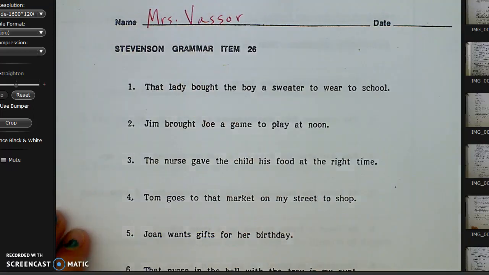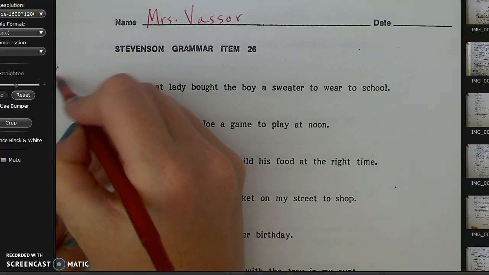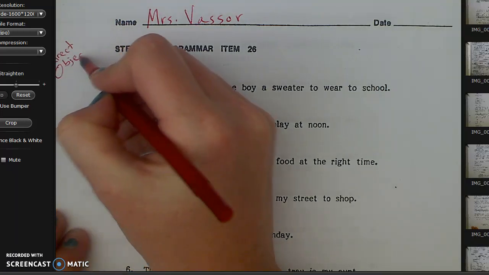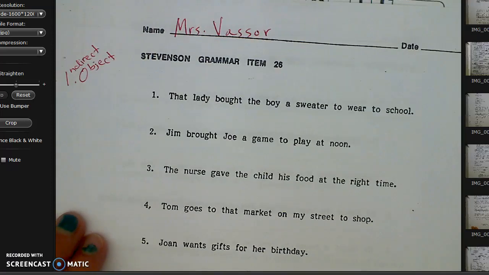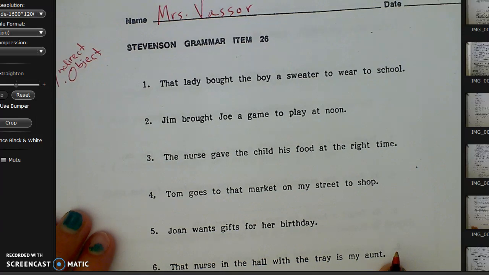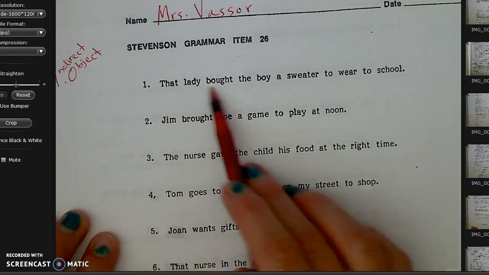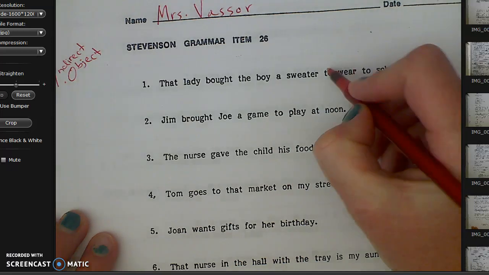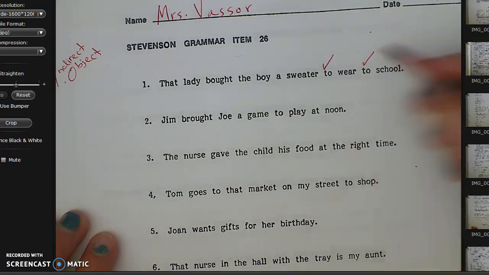And this week we're going to be doing indirect object again. So I want everyone to go ahead and write indirect object on the side. Okay? So Mrs. Alexander taught us the strategy on how to find the indirect object. The indirect object tells us to who or for who something is given. So here we go. That lady bought the boy a sweater to wear to school. I see 2 twos, so I'm going to check them both.